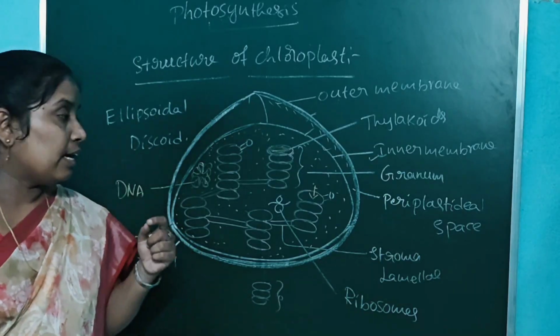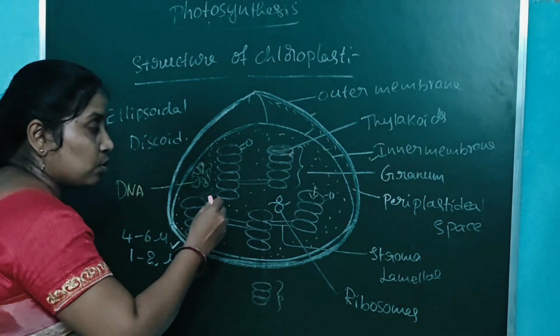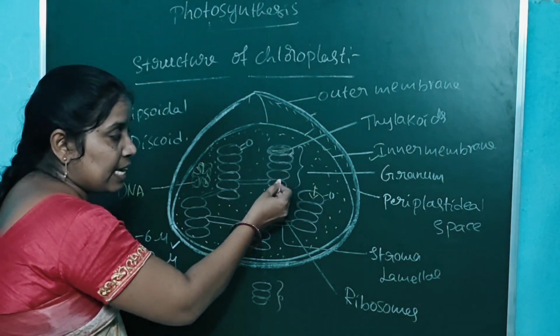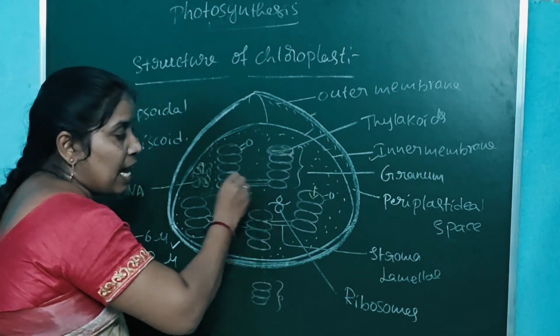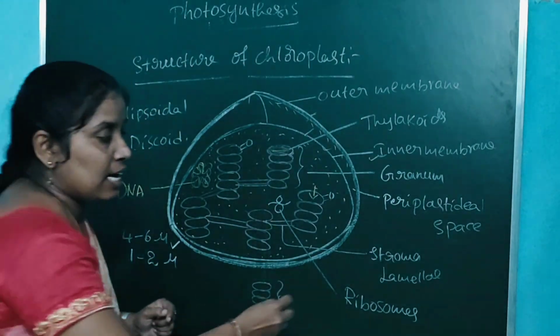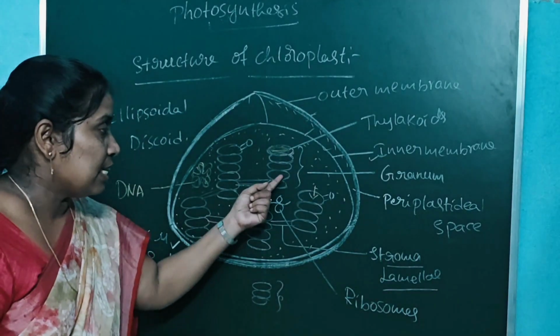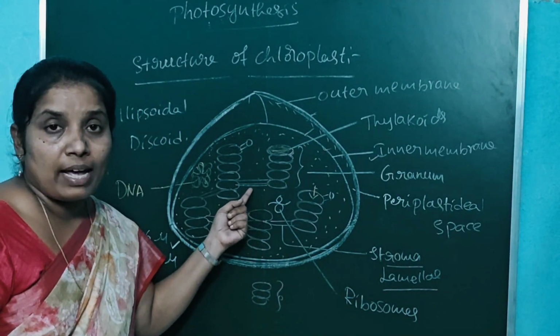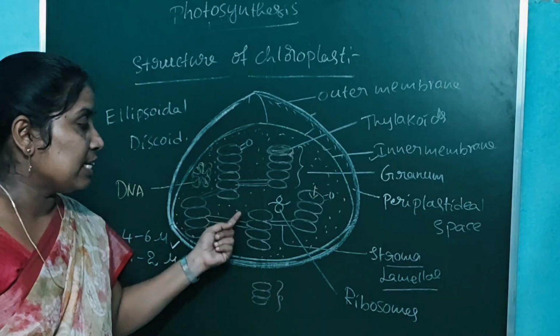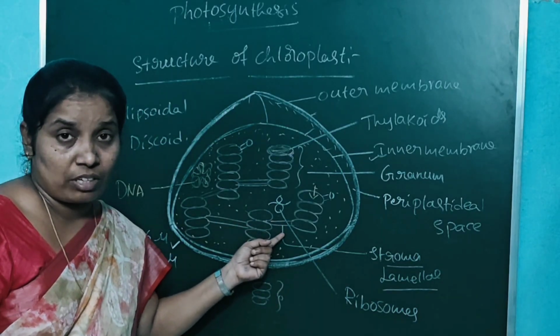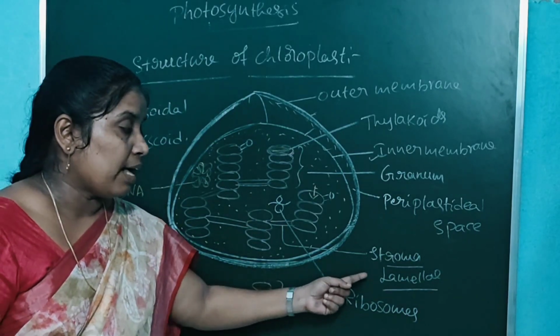The grana are connected by other structures called stroma lamellae. Each granum is connected by stroma lamellae. In between the grana there are connection-like structures. They are called stroma lamellae.